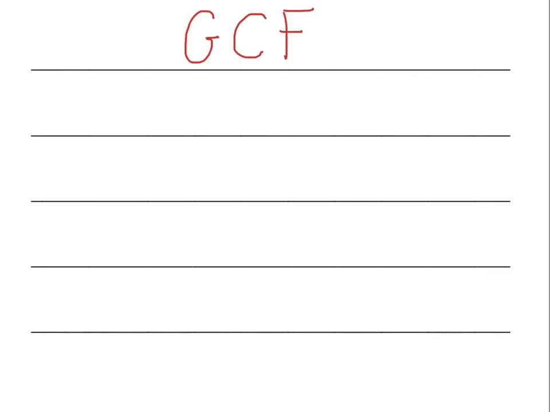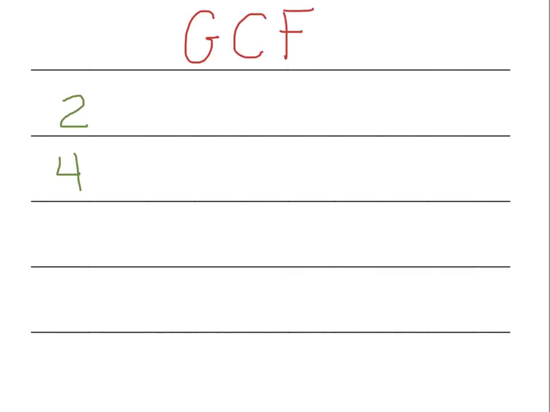Greatest, again, means biggest, common means alike, and factors are what you multiply together to get a number. So let's take a look at a couple examples, and then I'm going to show you the long way and the short way of using that to reduce your fractions. So let's take a look first at the greatest common factors of something simple like 2 and 4.